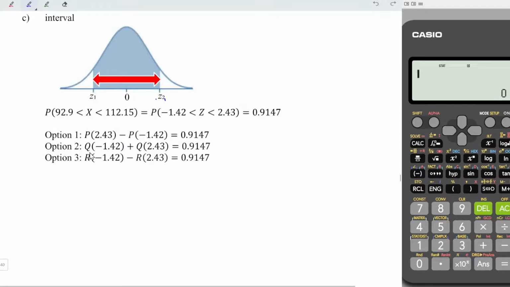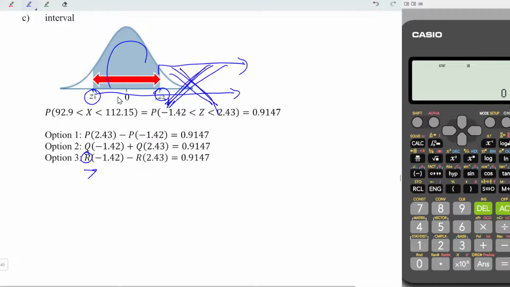And for R, always bear in mind that it's to the right. So if we take this number, we should move to the right, which is here. If we take this number, we should move to the right, which is here. So we just have to again remove this extra region to obtain the remaining region. So also subtraction.